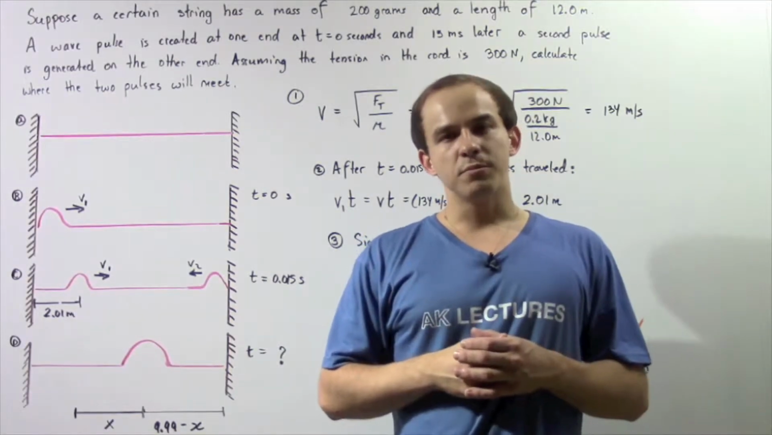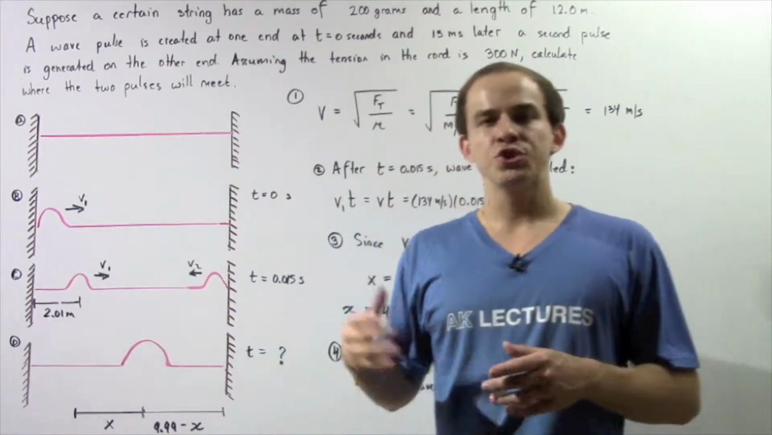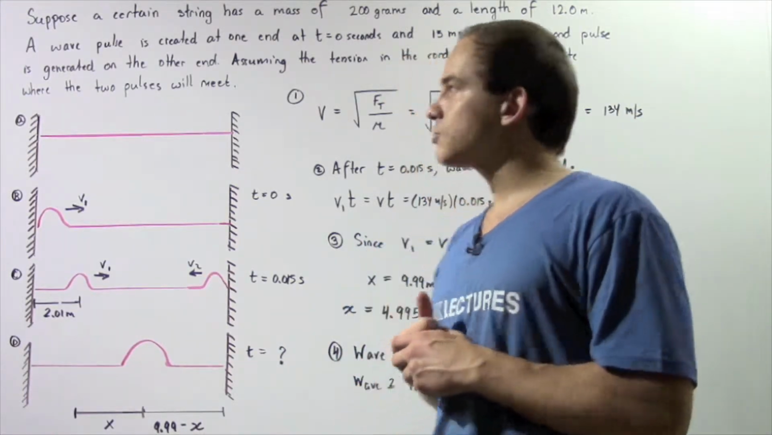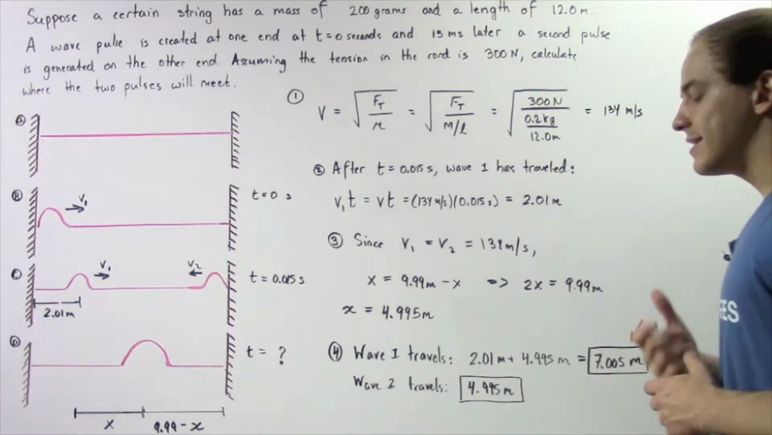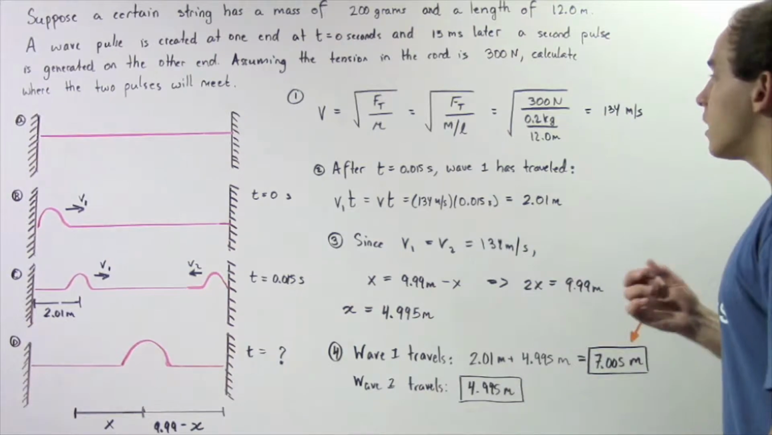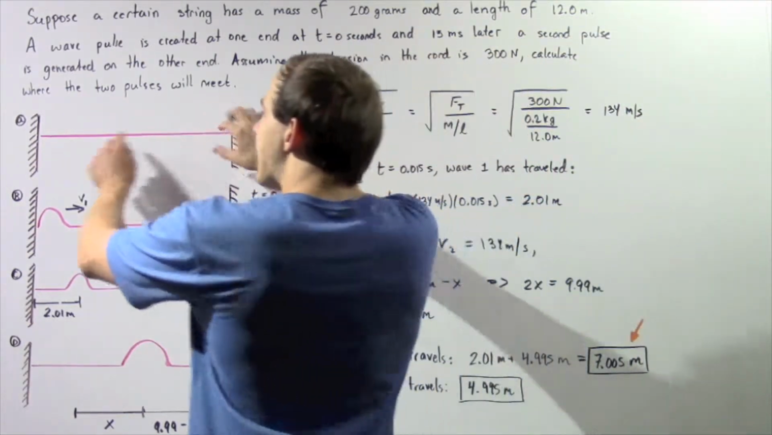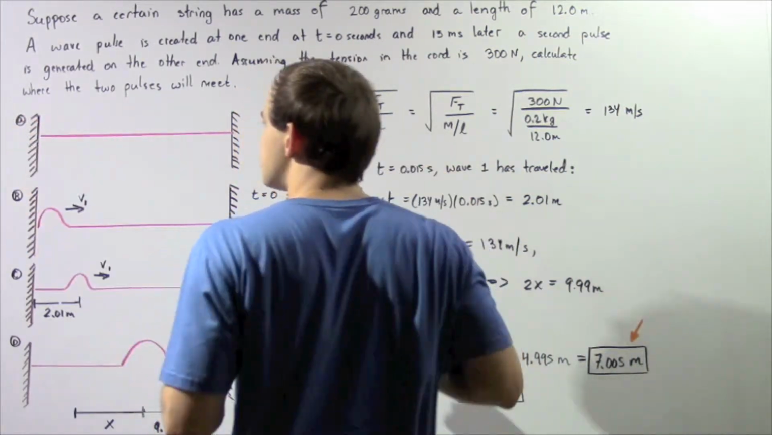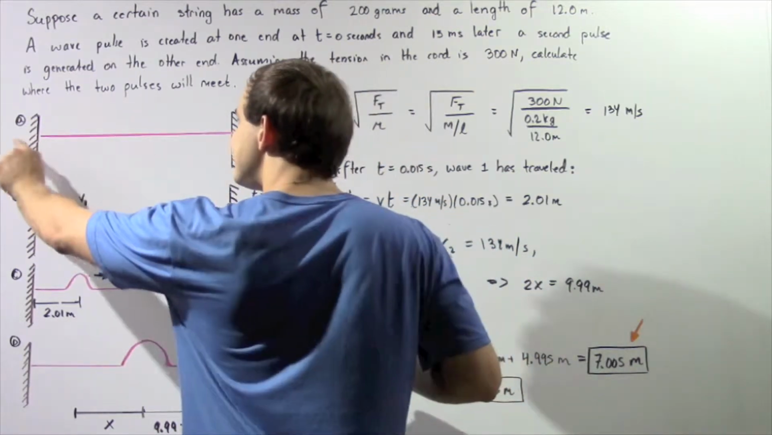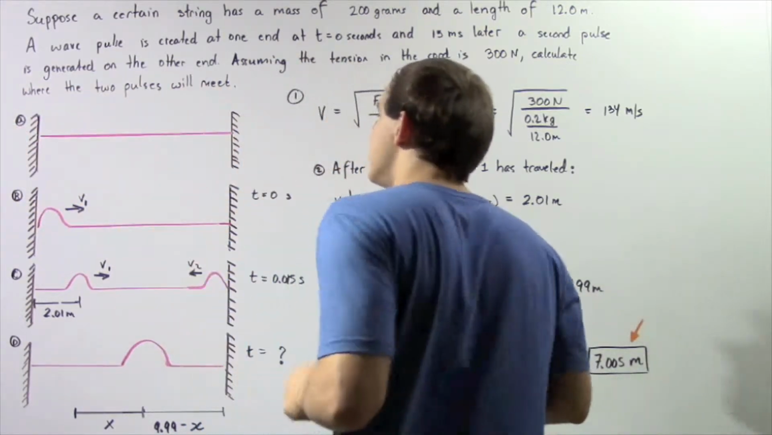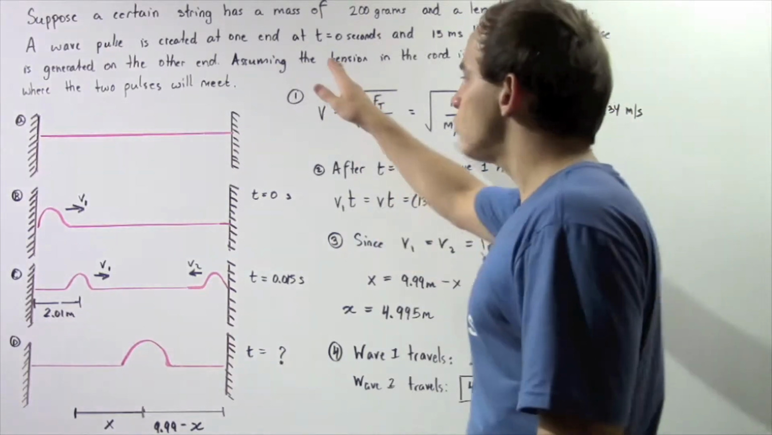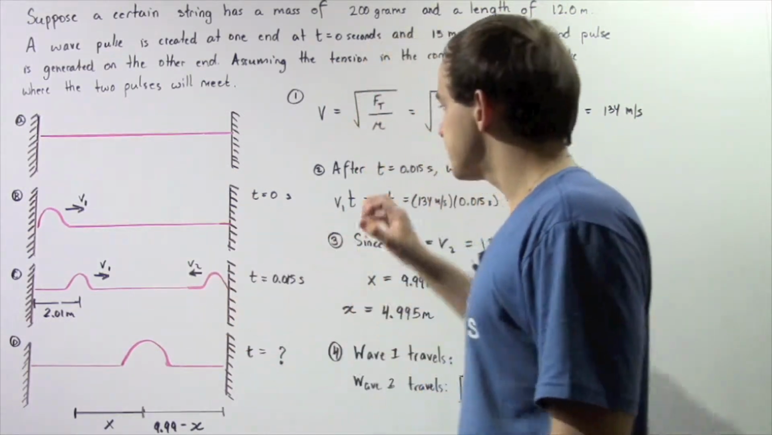So let's examine the following problem in which we're going to use the given information to calculate the distance two waves have traveled. Let's suppose that a certain string that has a mass of 200 grams and a length of 12 meters is connected at two ends to two walls as shown. So we have the mass of this string is 200 grams and the distance from one end to the other end is 12 meters. Now, a wave pulse is created at one end at time equals 0 seconds.